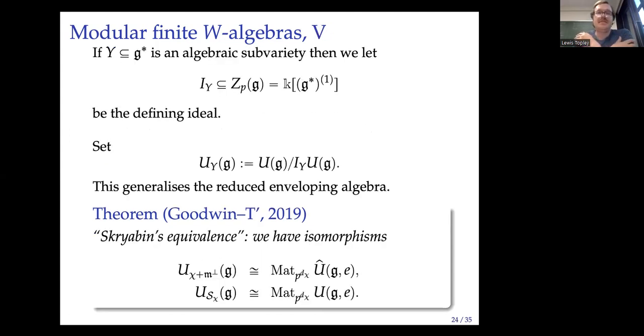So if you take any algebraic subvariety of the dual space of g, then you can take a corresponding ideal inside the p-center, because we've identified g* with the maximal spectrum of Z_p(g), as I mentioned earlier. So we take I_Y to be the defining ideal, and we can define this kind of generalized reduced enveloping algebra, U_Y(g), which is just factoring out by this central ideal. So Skryabin's equivalence is probably the last result of this particular paper.